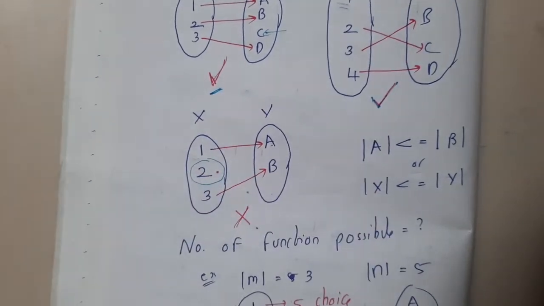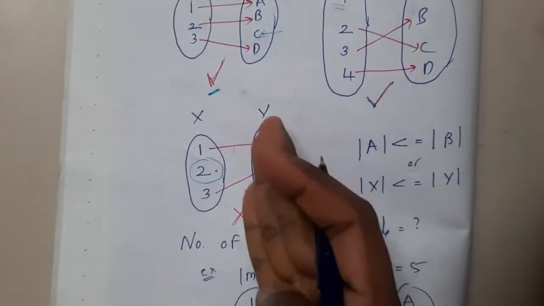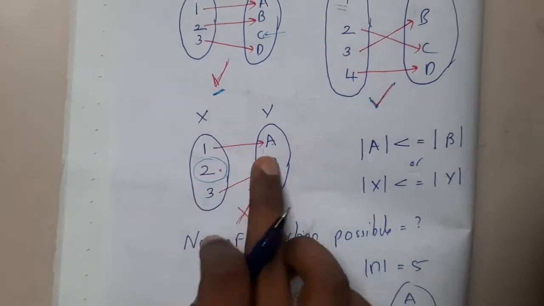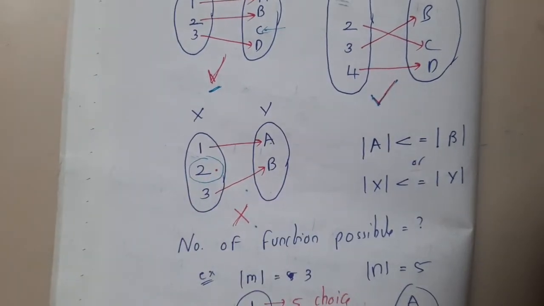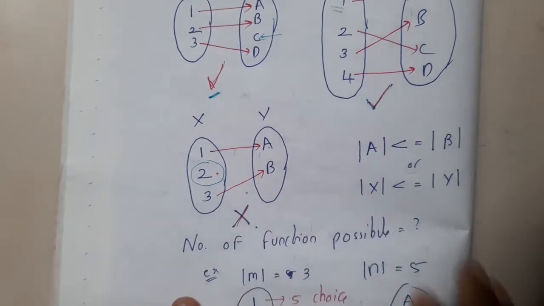When it comes to one-to-one, everyone should be mapped from one to one. From the reverse we don't care; only in the forward direction you need to be one-to-one. Got it? Yes. With that understanding, you can say that this is not a one-to-one function.